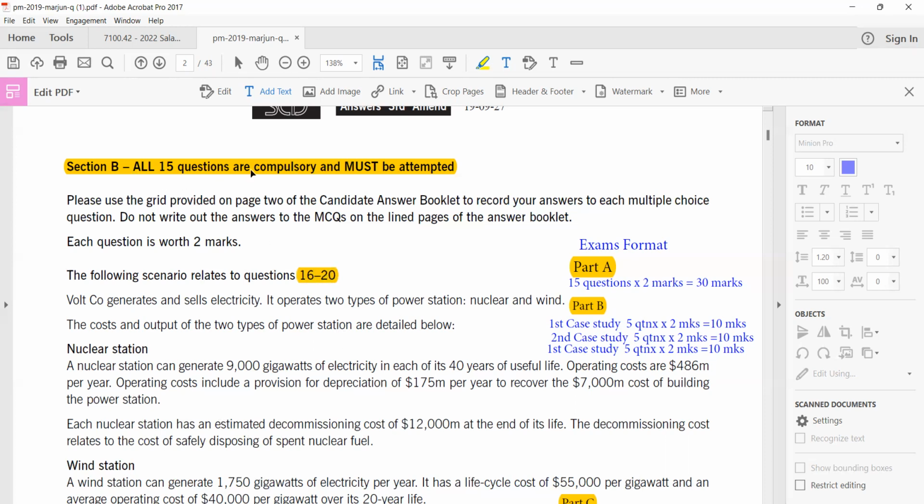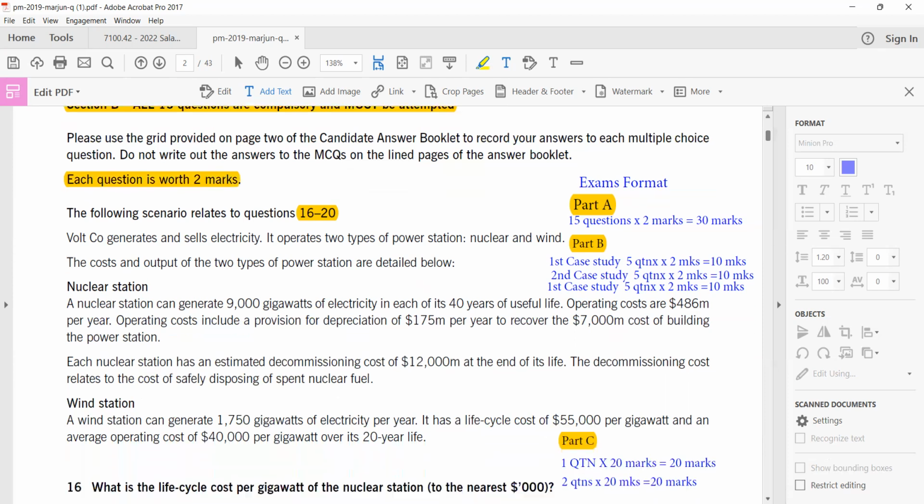So session B, all questions are compulsory. Don't make it compulsory and see if you can pass. Please use the grid provided on page 2 of the candidate answer booklet, no more booklet, but instead an online perspective. Each question is worth 2 marks. The following scenario relates to questions 16 to 20.